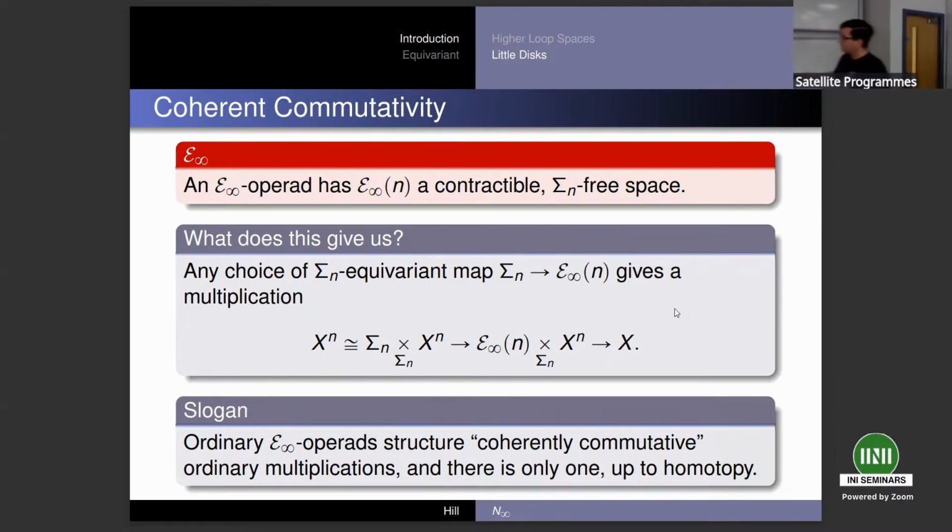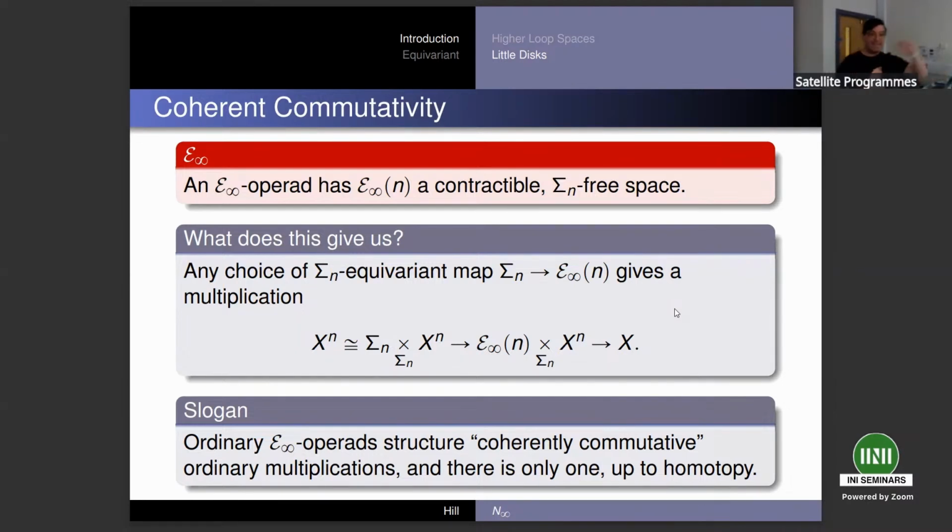It's an operad, I have a sequence of spaces. The symmetric group acts freely and all the spaces in the operad are contractible. So what this gives me is that there's essentially a unique sigma n equivariant map from sigma n into O of n, if I have an E infinity operad. Because a sigma n equivariant map, by the fact that I'm mapping out of sigma n, is determined by where you send the identity, and it's just a non-equivariant map from where I send the identity.